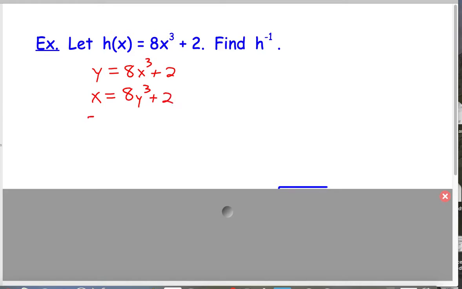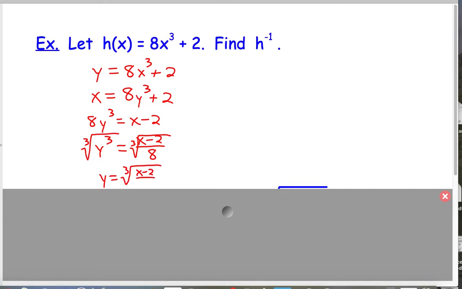So I'm going to have 8y to the third equals x minus 2. I'm going to divide by 8. And now I need to undo the cube, or raising to the third power. So I'm going to take the cube root of both sides. And so I get y is equal to the cube root of (x minus 2) over 8. And just like simplifying radicals, we can simplify the cube root of 8.